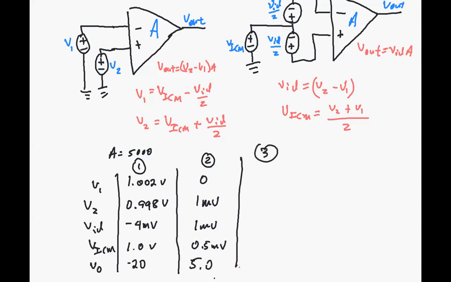Now, if we were given VID as 0.5 millivolts, so the differential voltage between those two, and VICM is 2 volts.